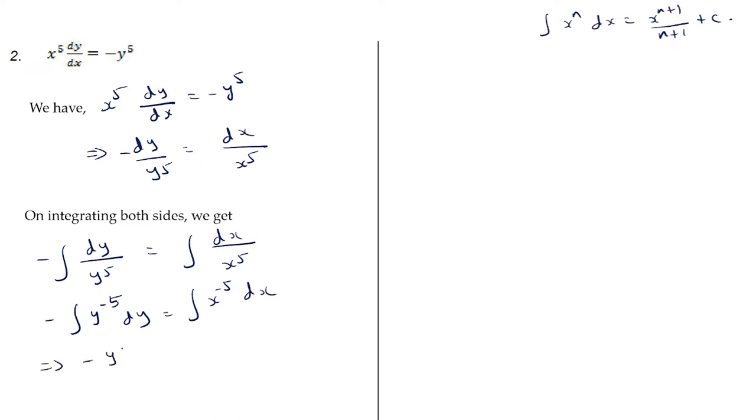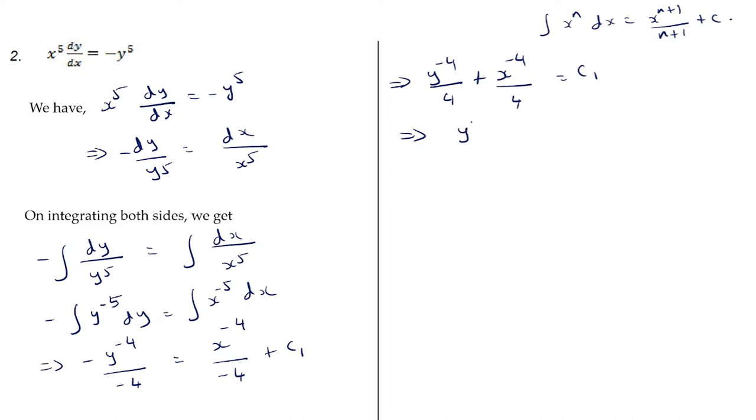So it is minus y raised to minus 5 plus 1 is minus 4 upon minus 4 equal to x raised to minus 5 plus 1 is minus 4 upon minus 4 plus c1. Let us write it as c1. So from this we get y raised to minus 4 by 4 equal to, if we bring this x raised to minus 4 by minus 4 to the other side, we get plus x raised to minus 4 by 4 equal to c1. LCM is 4, it is y raised to minus 4 plus x raised to minus 4 equal to 4c1. This 4c1 we can write as c.